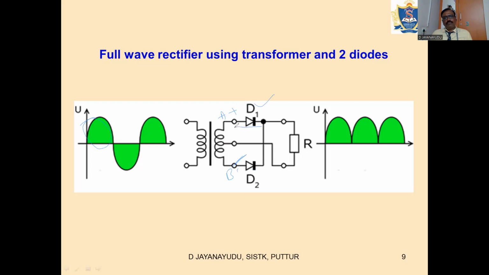So now current starts from A, flows through the load in this direction and enters the center tap. So here the center tap, let's say, is grounded. So that's why my output is a positive half cycle.